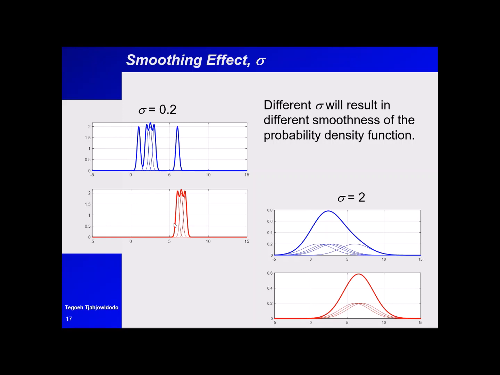On the other hand, if you choose sigma too large, then both of them, for class 1 and class 2, will look like a normally distributed population. So in that case, there is no point in using PNN here, because you don't really estimate the probability density function of each population properly. Okay.